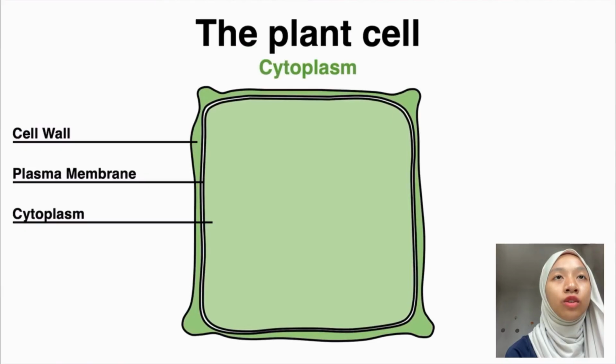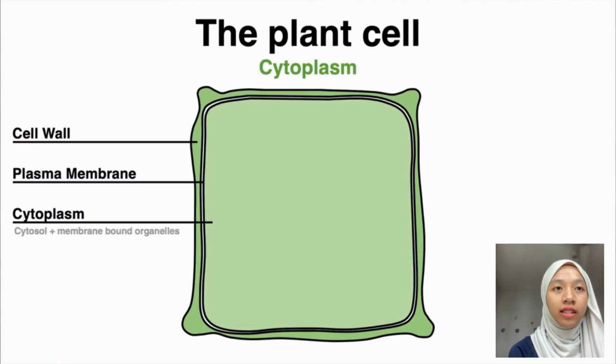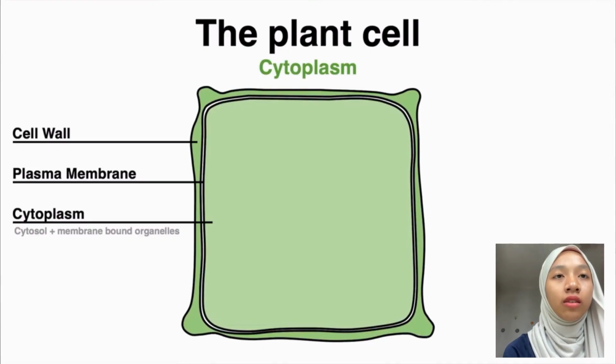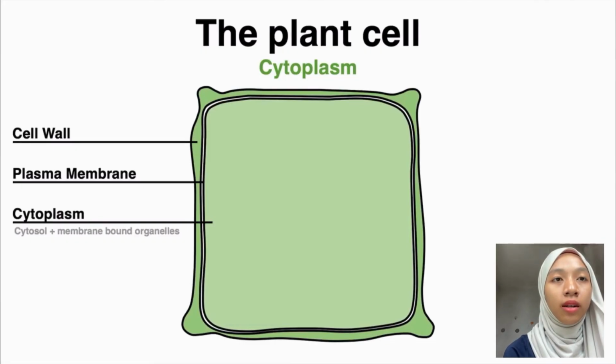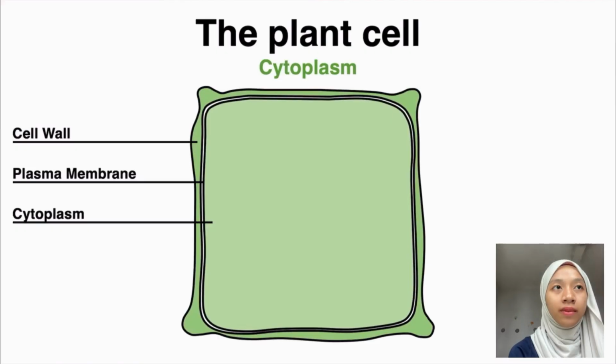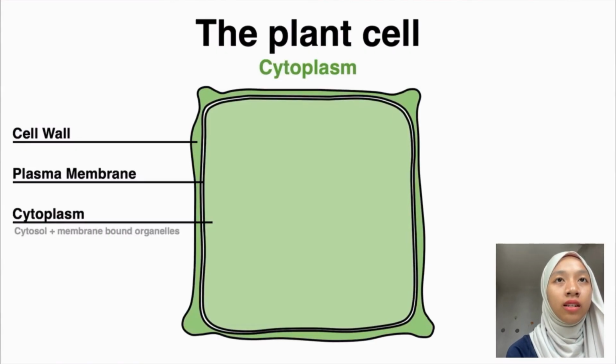Next, we have cytoplasm, a jelly-like substance that fills the entire cell. All the organelles are suspended in the cytoplasm, allowing them to move slightly and function properly. The cytoplasm is the location where many chemical reactions take place, including reactions for growth, protein synthesis, and energy production.